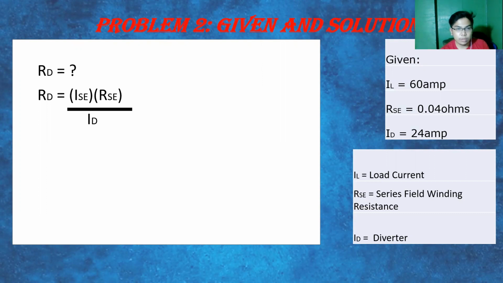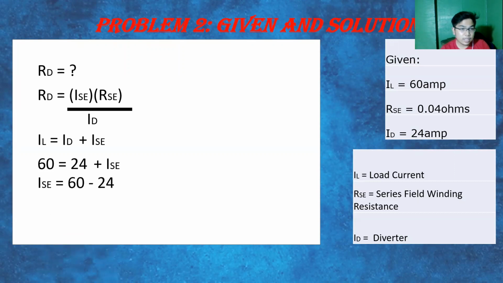So, how do we solve for the current in the series field? The formula is this: I sub L, the load current, is equal to the diverter current plus the current in the series field. We substitute the values we have, 60 and 24. So when we compute, I sub SE is equal to 60 minus 24. So our I sub SE, or the current in the series field, is 36 ampere.